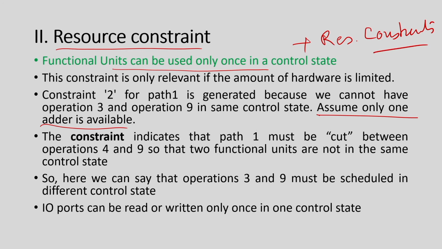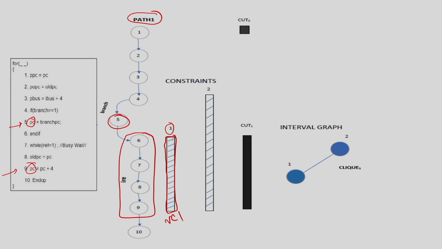Now if you take our example and say I have only one adder available, this is my resource constraint. See how many addition operations there are. If you take path 1 again, you have one addition operation and another addition operation. So, there are two addition operations. I cannot do these two additions in the same step, because one function unit can be used only once, that is my resource constraint. So, I have to add a cut between after 3 and before 9.